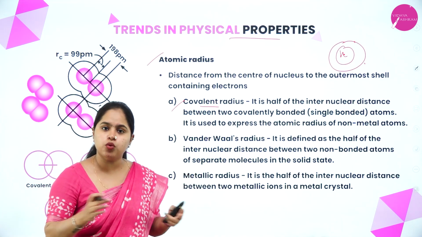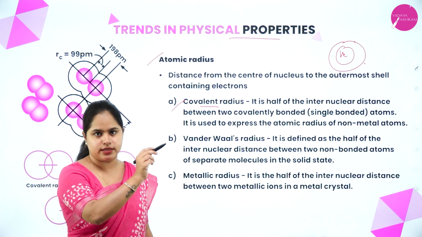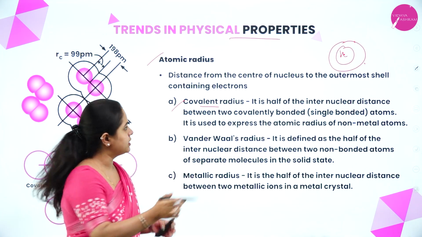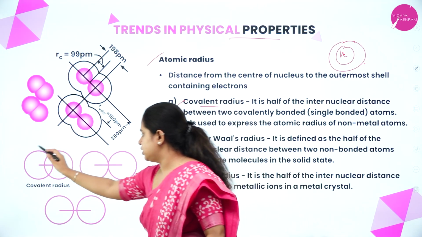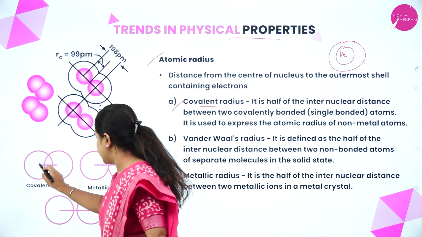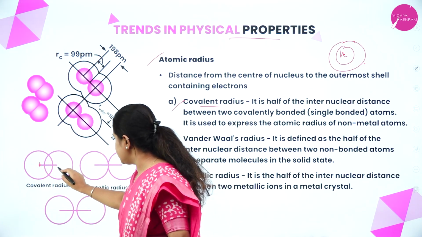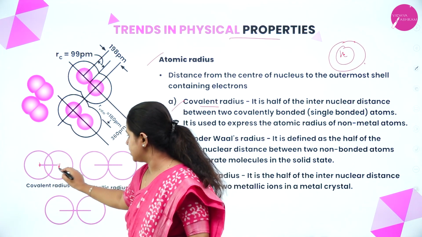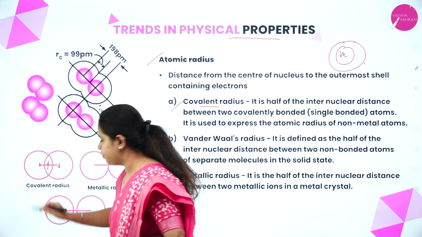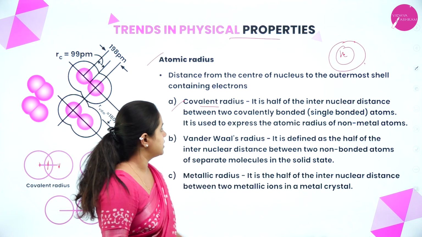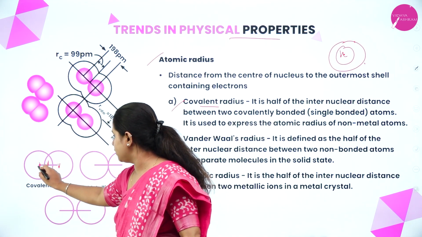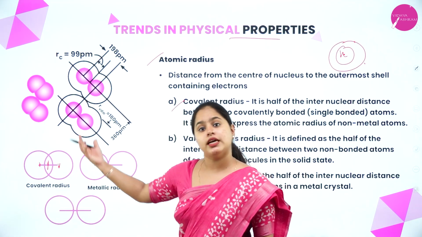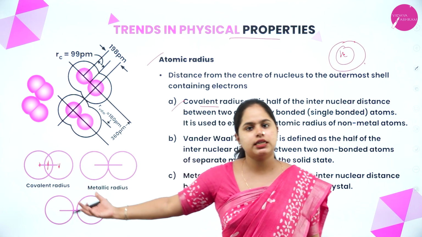So what is covalent radius? Half of the internuclear distance, that is from one nucleus to the other nucleus. Two atoms are covalently bonded. The distance between the nuclei of each of these atoms is the internuclear distance. As you can see here, two atoms are covalently bonded, from the center of the nucleus of one atom to the center of the nucleus of another atom. This is the distance between them, and if you take half of this, that will give you the covalent radius. They must be covalently bonded, right? So that is about covalent radius.